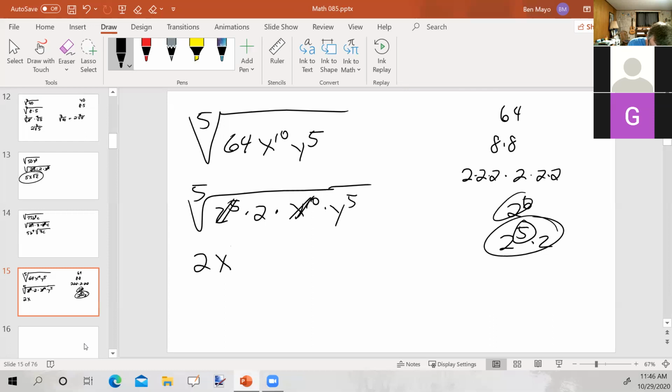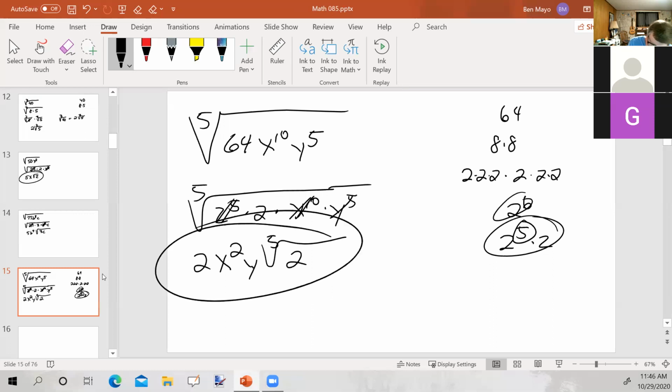Would it be x squared? What's the fifth root of y to the fifth? Y. What's left inside? 2. And there you go. 2x squared y, fifth root of 2. Don't forget to write your index if it's anything other than a 2. That's a common mistake. People forget to do that index.